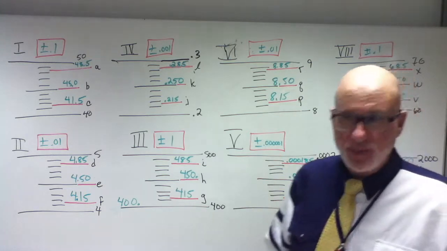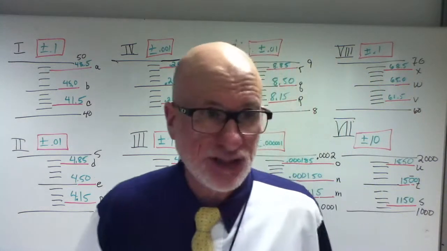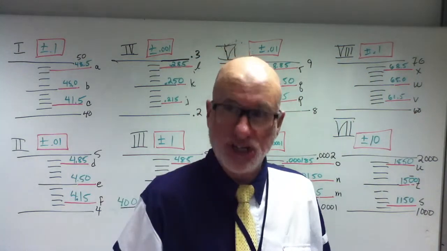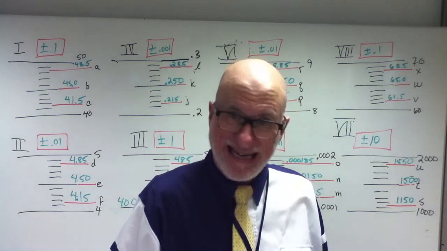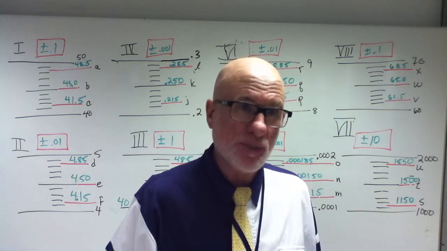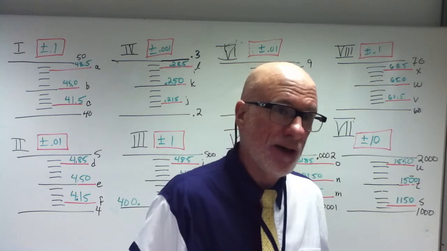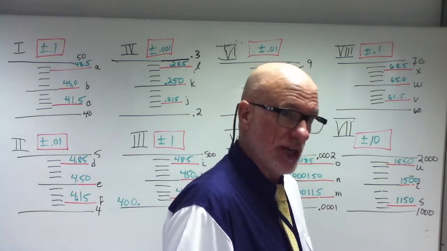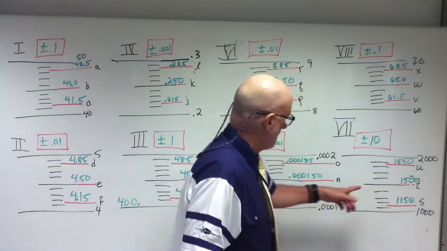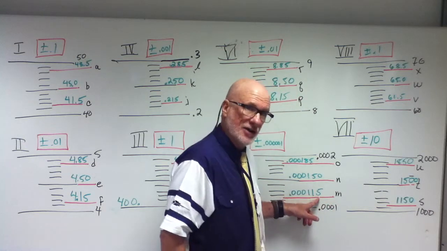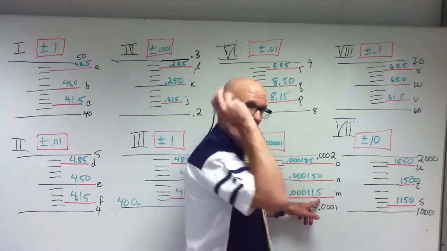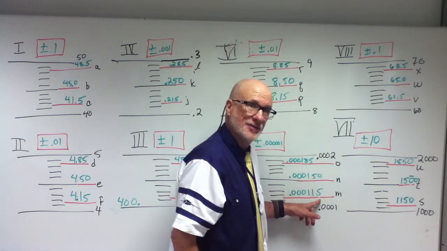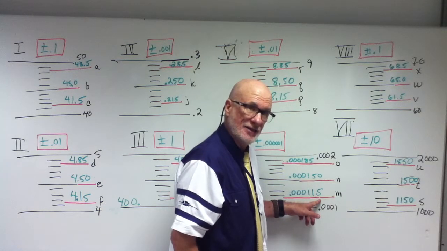Millionths. You look at the precision. Do you get the connection between the precision and the place value that the digit on the far right has to have? Do you get it? Do you get the connection?